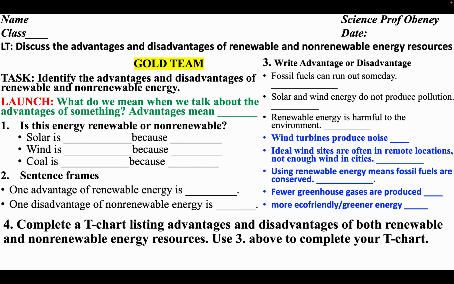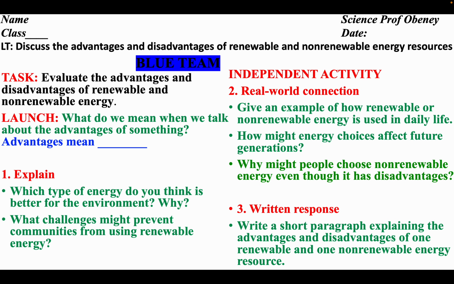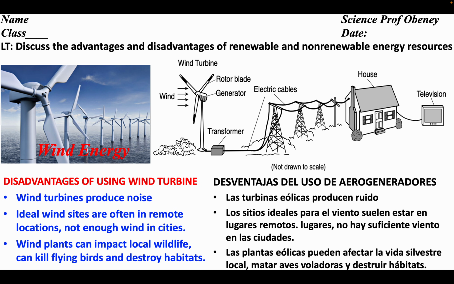This is our guided practice for the gold team. Green team, your guided practice. And blue team, this is your guided practice. All right, so here we have the advantages of using wind energy, for example. Here we have the disadvantages of using wind energy.